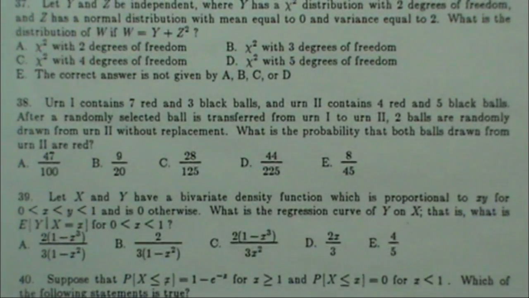Number 38. Urn 1 contains 7 red balls and 3 black balls, and urn 2 contains 4 red balls and 5 black balls. After a randomly selected ball is transferred from urn 1 to urn 2 and 2 balls are randomly drawn from urn 2 without replacement, what is the probability that both balls drawn from urn 2 are red?